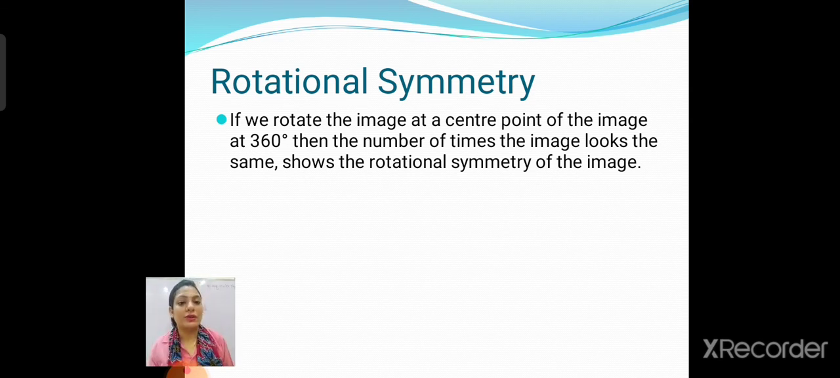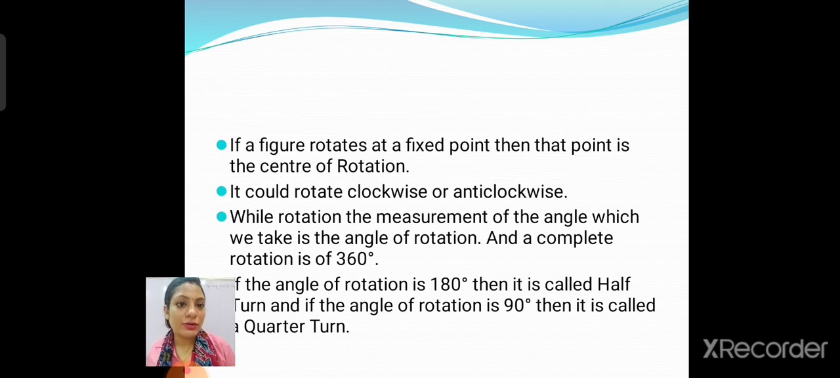So how many rotations are here? 2 rotations. Let's have a look. If the figure rotates about a fixed point, then the point is called the center of rotation. It rotates clockwise or anti-clockwise. While rotating, the measurement of the angle which we take is the angle of rotation. So what is the angle of rotation of this figure? It is 180 degrees. If the angle of rotation is 180, it is called a half turn, and if it is 90, it is called a quarter turn.